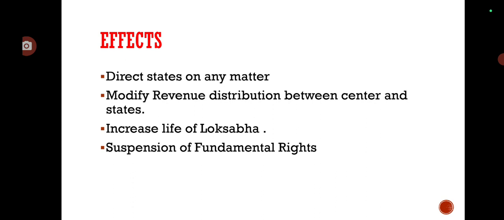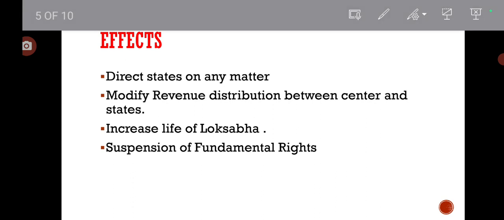During this time, the life of the Lok Sabha, which is a fixed term, can also be extended by one year at a time, but with the permission of both the houses. But it cannot be extended beyond 6 months after the end of the emergency period. During this time, the fundamental rights under Article 19 are suspended on grounds of external war and aggression, but not in the case of internal armed rebellion.